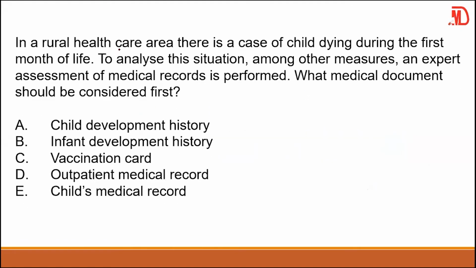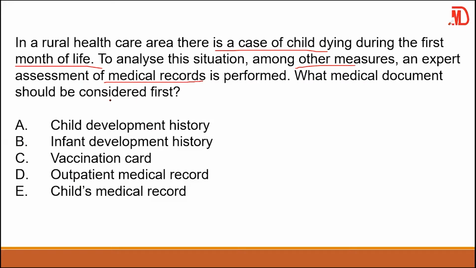In a rural health care area, there is a case of a child dying during the first month of life. And that is also called what? Neonatal death. Neonatal death or newborn death occurs between the first 28 days of life. So that's what they're referring to. Now, to analyze this situation, among other measures, an expert assessment of medical records is performed. What medical documents should be considered first?